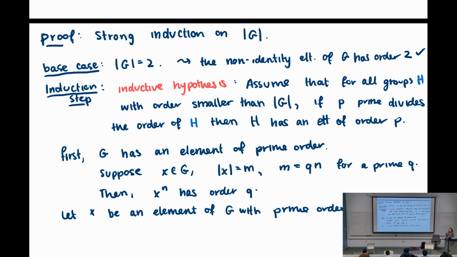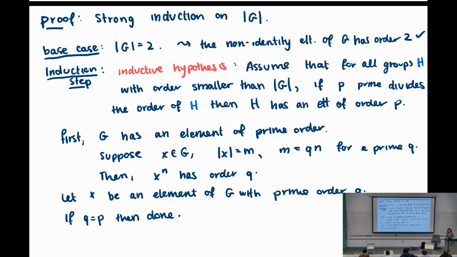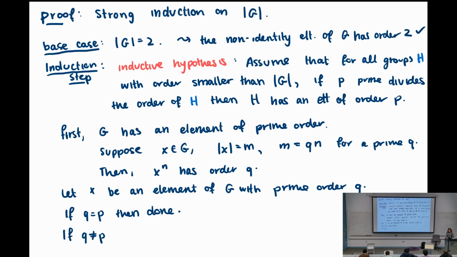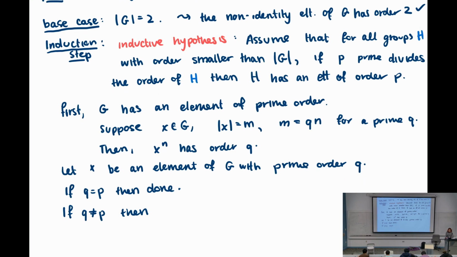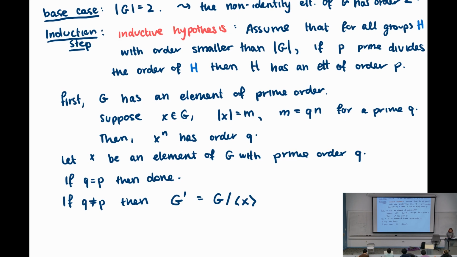Okay, if q is equal to my favorite prime number, P, then I'm done. If q is not equal to P, then I'm going to look at the group G prime, which is G mod the subgroup generated by x. And I can do this because this is a normal subgroup, because I'm in an abelian group. When you're in an abelian group, all subgroups are normal.